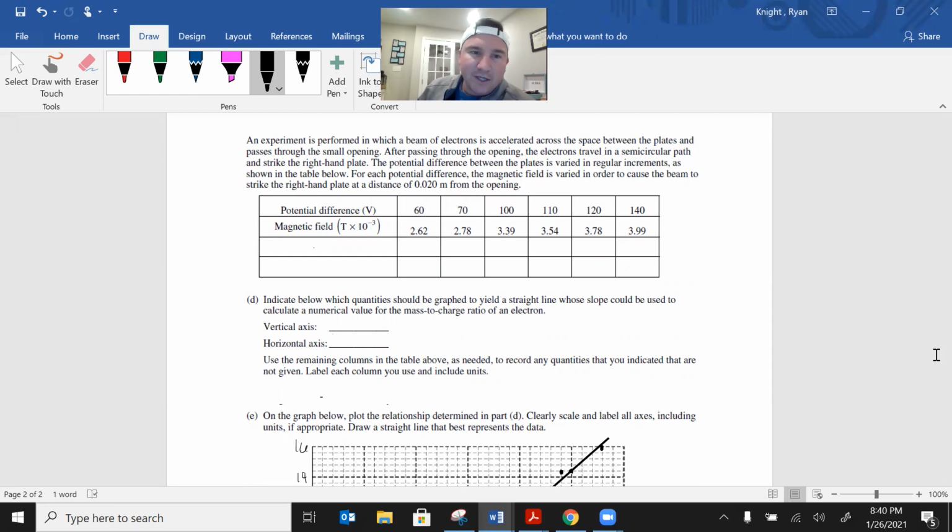Electron traveling semicircular path, strike the right-hand plate. Potential difference between plates varied at regular increments. For each potential difference, the magnetic field is varied in order to cause the beam to strike.